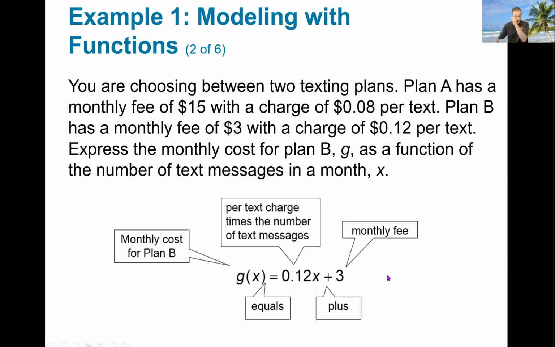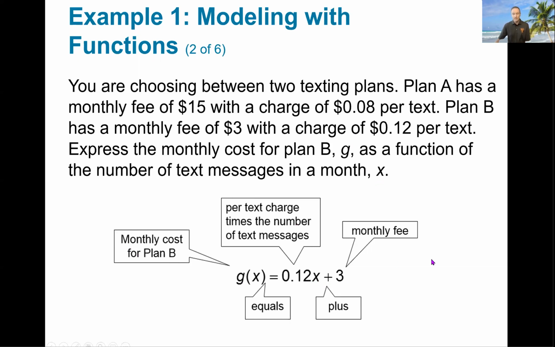Now, for part B of this problem, let's express the cost of B. We're going to use a function g to represent that as a function of the number of text messages per month x, and we have the cost. So g of x is going to equal the monthly cost for plan B. And we know it's 12 cents per text plus a base fee of $3. So that's why I'm getting 0.12x plus 3.